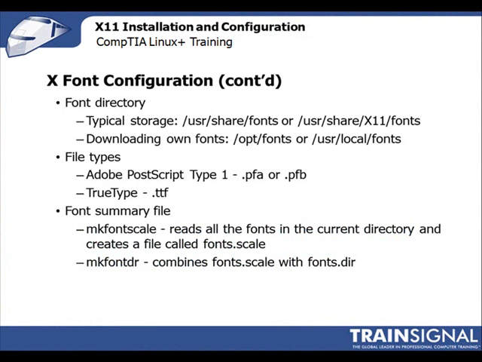Once you've copied the files to the correct location, you need to create the font summary file, and you do so with the mkfontscale and mkfontdir commands. The first reads all the fonts in the current directory and then creates a file called fonts.scale. This includes only outline fonts, and that's Type 1 and TrueType. Then mkfontdir combines fonts.scale with fonts.dir, or creates it if it doesn't already exist. And each font type has its own programs as well. ttmkfdir is for TrueType fonts, and type1inst is for Type 1 fonts. But you'll probably just want to use the program that handles both types of files.